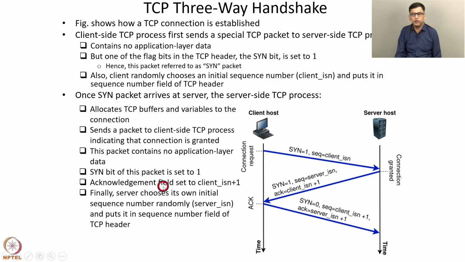Finally, the server chooses its own initial sequence number randomly, and that is denoted by server ISN. So, we can see that the sequence number is server ISN, and the server puts this initial sequence number, server ISN, in the sequence number field of the TCP header. So we can see that the sequence number in the TCP header of this message is server ISN. So this packet is referred to as the SYN ACK packet. That's because the SYN flag is 1 and the acknowledgement field contains legitimate information, that is the value client ISN plus 1.